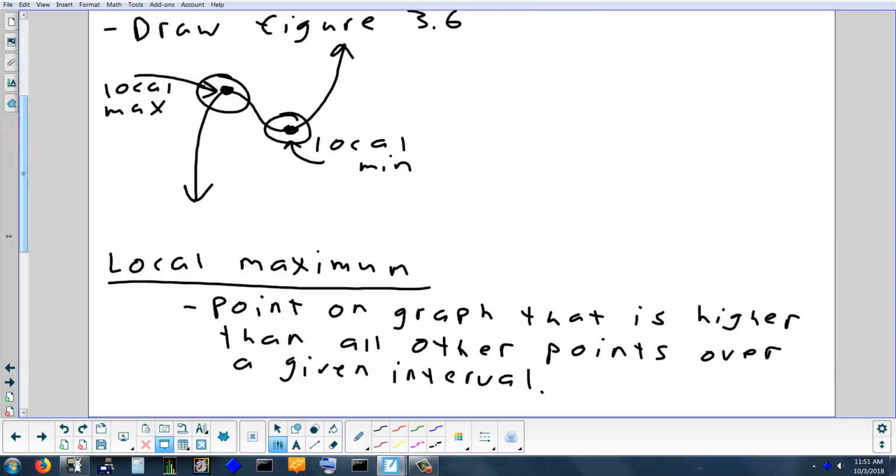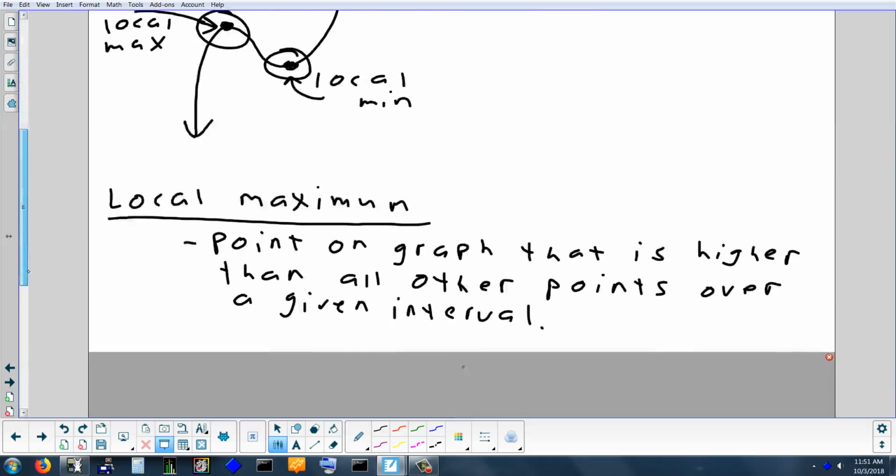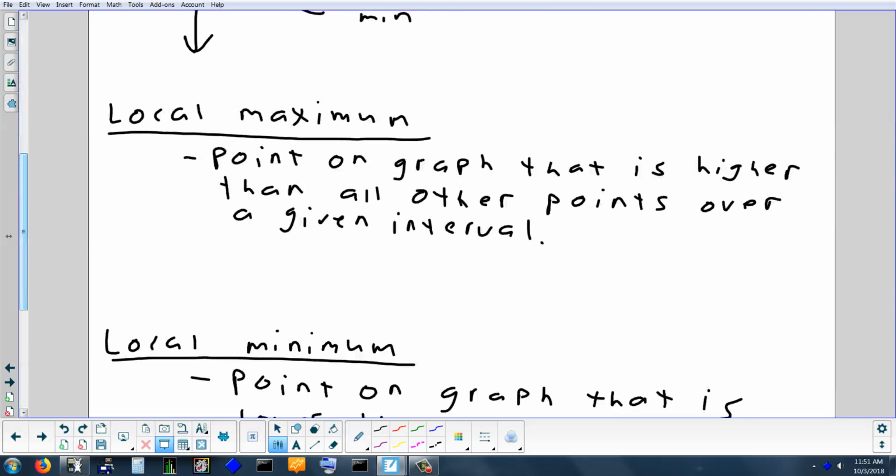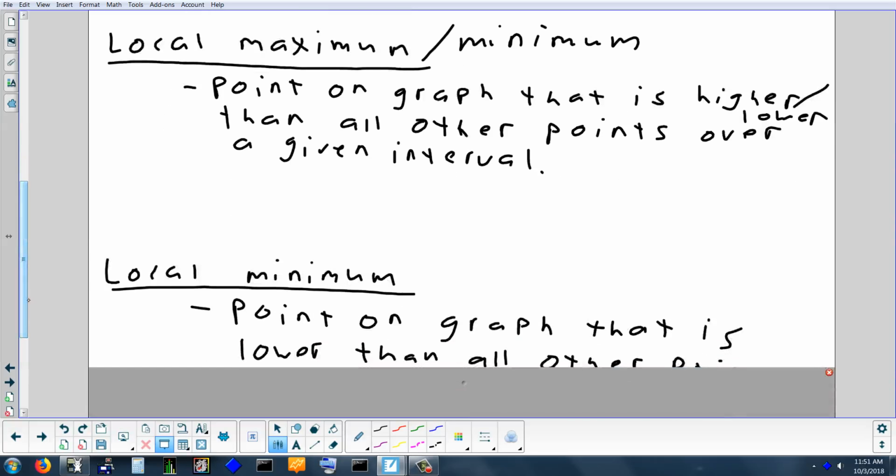And that's what I just said. So you could summarize these two basically in the same thing. If you just put local max / min, and then in the definition, it's a point on the graph that is higher or lower, depending on which one you're doing, than all other points around it. Okay, so you don't have to write it twice. I would just do it with the slash like I did.